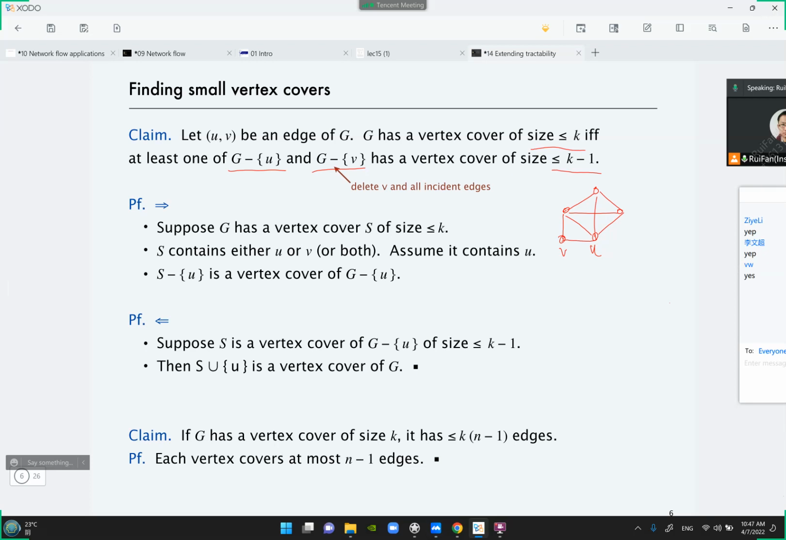So this is going to be G over here. Now, G minus U: I'm trying to not touch my screen, so my writing is sort of messed up. G minus U is that we're just going to take out this node U and all of the edges adjacent to U.